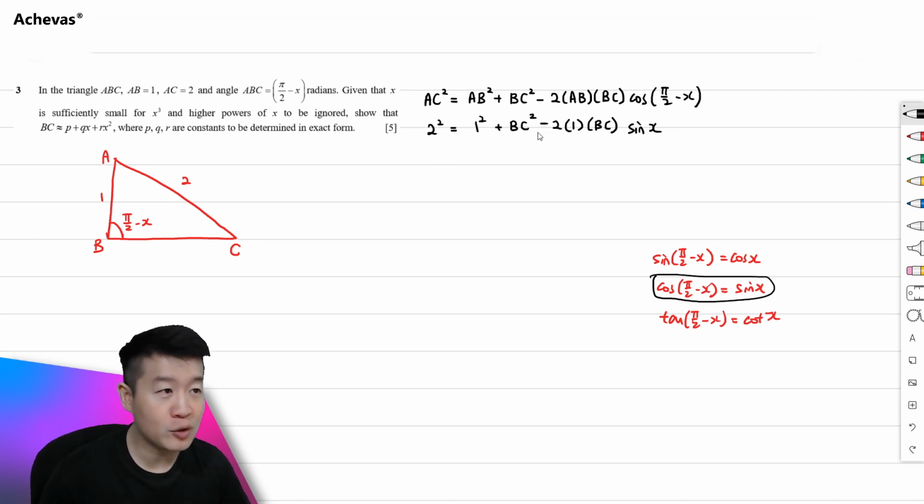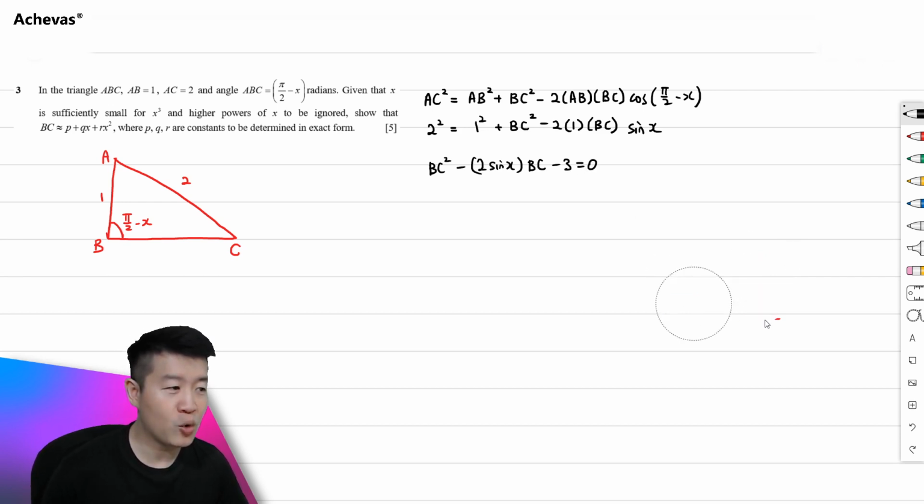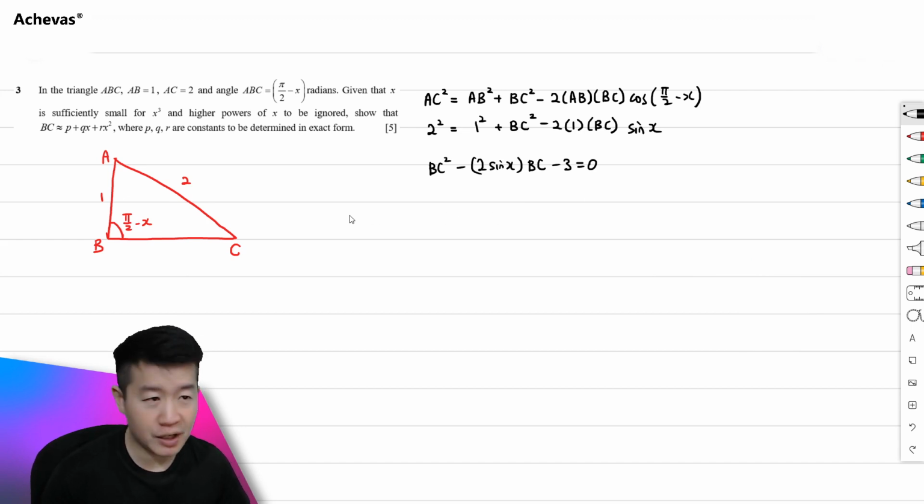So I'm going to make BC the subject, okay? What I'm looking at here, I'm going to see from the perspective that this is a quadratic equation in terms of BC. So that will make it BC squared minus 2 sine x of BC. Then this brings over minus 3, equal to 0. So I have a quadratic equation in terms of BC, and I'm going to make BC the subject.